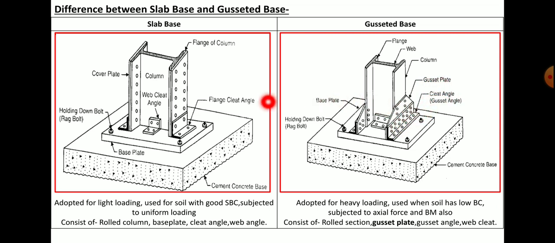In the case of the slab base type, that gusset plate is not present, correct? Here your flange section is directly connected with your cleat angle or flange angle, and the load is directly transmitted to your concrete base or cement concrete slab base, correct?